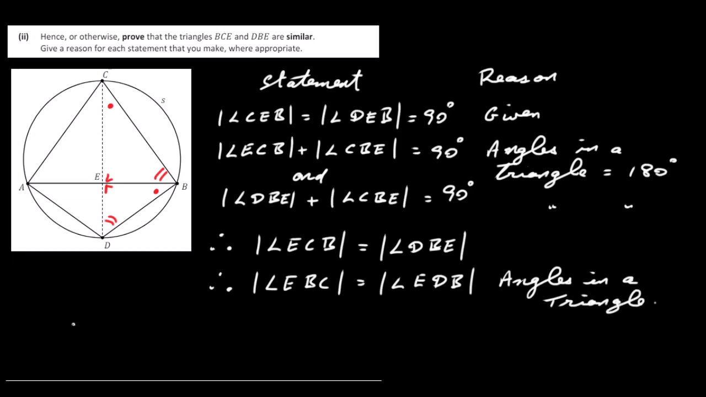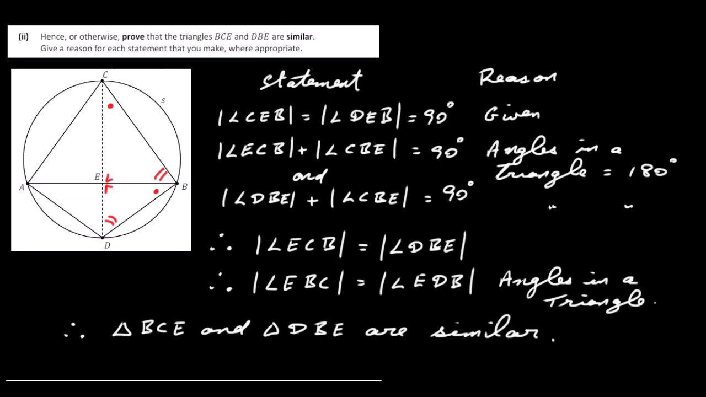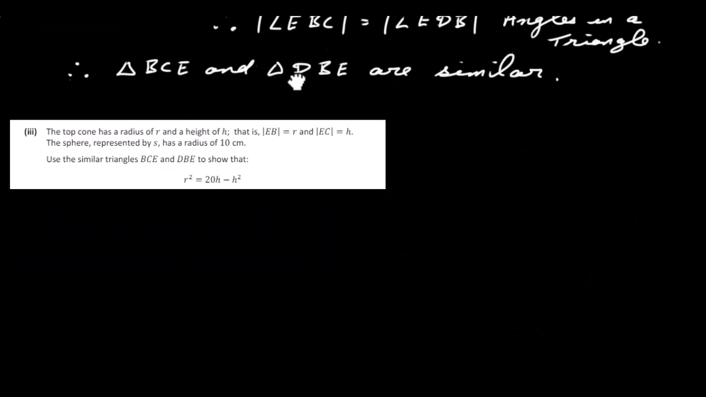Okay, and then finally, just to state it, therefore triangles BCE and DBE are similar. That's it for part 2. Let's have a look at part 3.